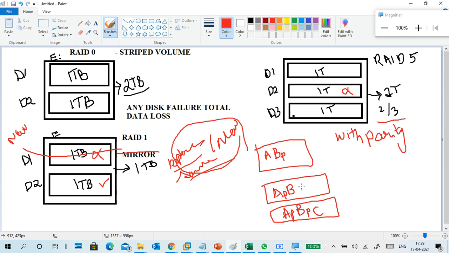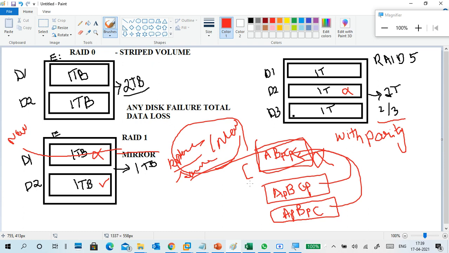For example, I put a data C, then C parity stores here and as well as here. So if any disk is failure and I remove the disk, and I reinsert the new disk or the same disk, what happens? Data is regenerated to the disk. This data will be regenerated back to this disk.